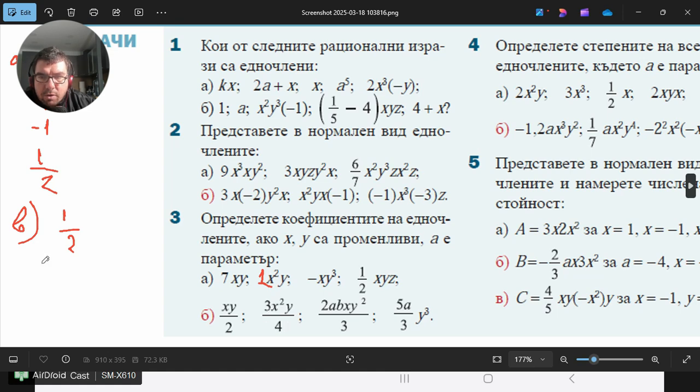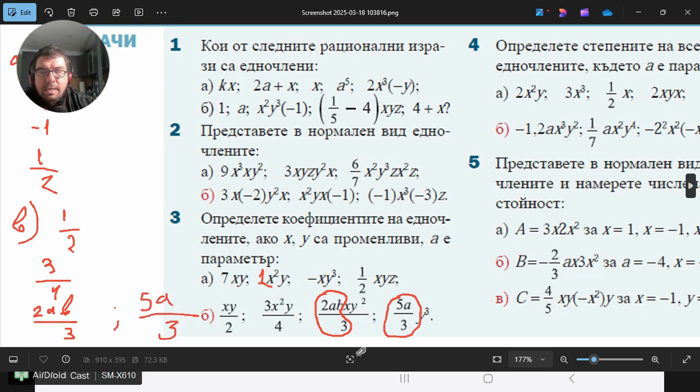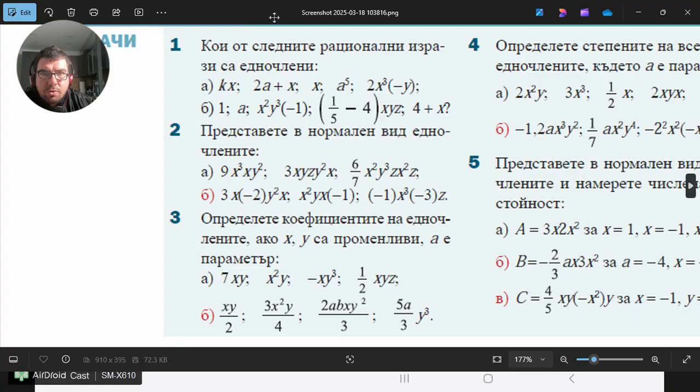Here is 3/4. And here, this whole thing I will take as the coefficient. So 2ab over 3 is the coefficient. And here this whole thing is the coefficient. So this is 5a over 3. Makes sense? Okay, good. I don't think it's very difficult, but practice on your own.